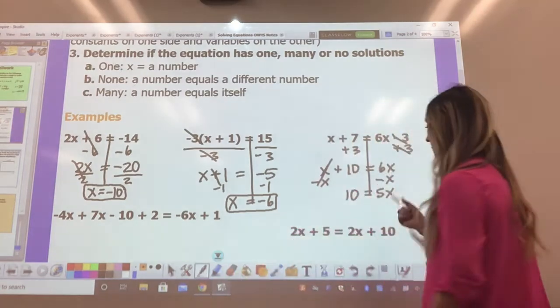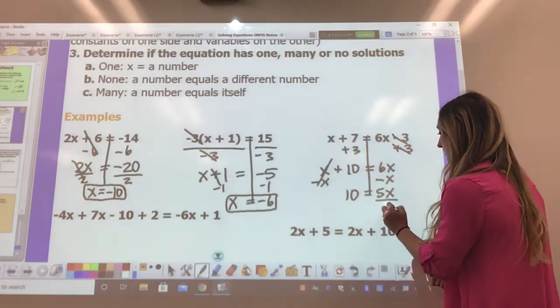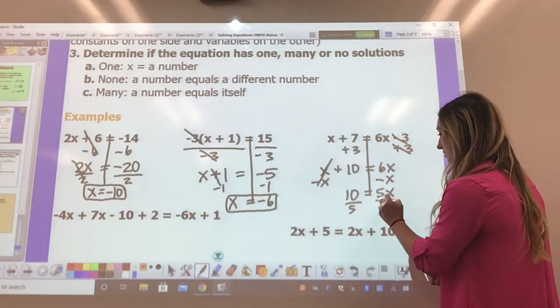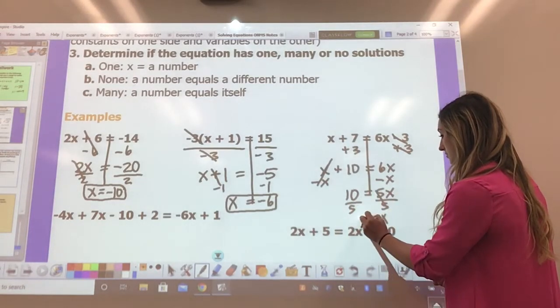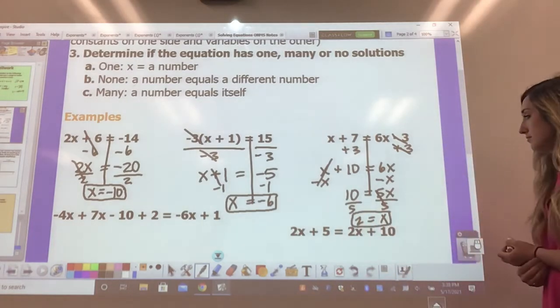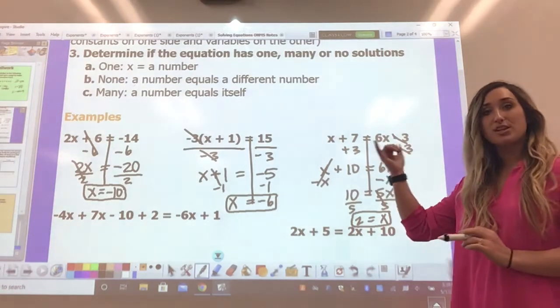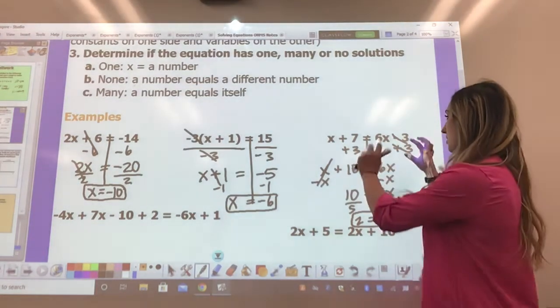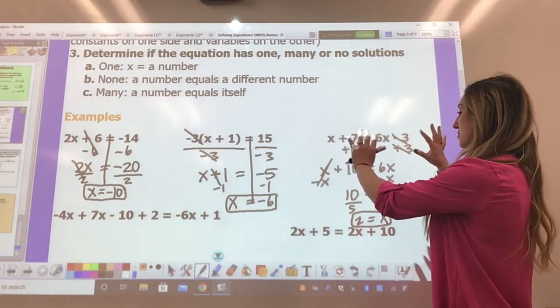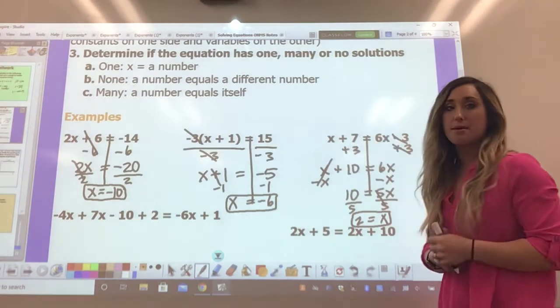And from here, x is being multiplied by 5. So to undo that, divide both sides by 5. And you get x equals 2. So once again, in an equation like this, where there's x's and terms on both sides, move the x's over to one side, the numbers over to the other.